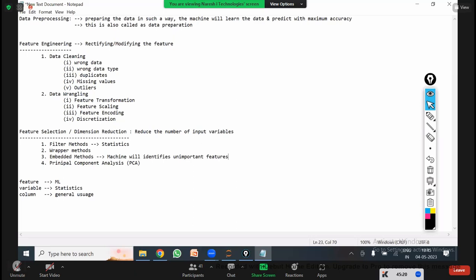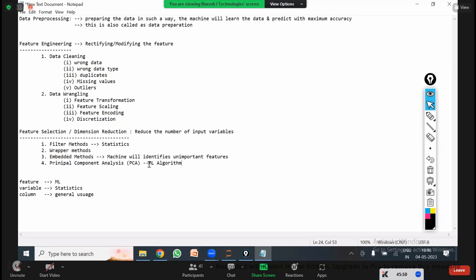So these embedded methods work only after the machine learning. First, the machine has to learn the data and understand it, and then it will tell whether a feature is important or not. So first you have to complete the machine learning. And PCA is one of the algorithms. This is part of the ML algorithms.